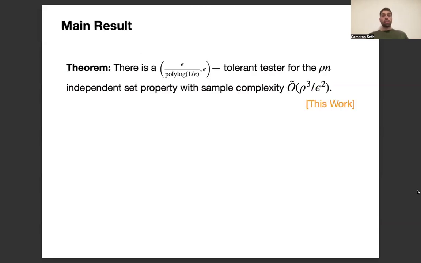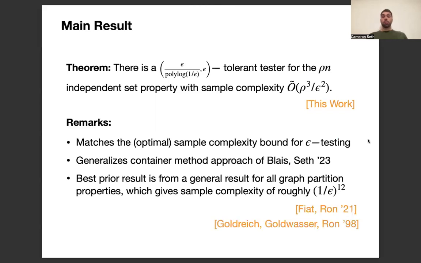And what we show is that this is not the case, that there's a tolerant tester where epsilon 1 is roughly on the order of epsilon 2 for the rho n independent set property with sample complexity rho cubed over epsilon squared. And so this sample complexity bound matches the bound for the standard testing problem up to logarithmic factors. And in fact, it generalizes the container method approach that was seen in the prior work.